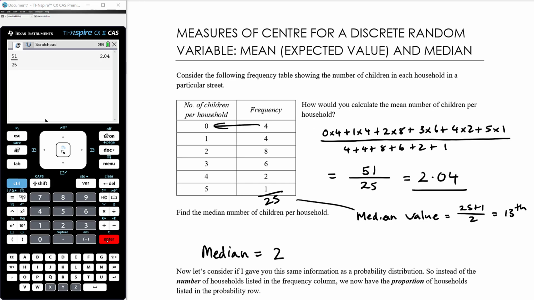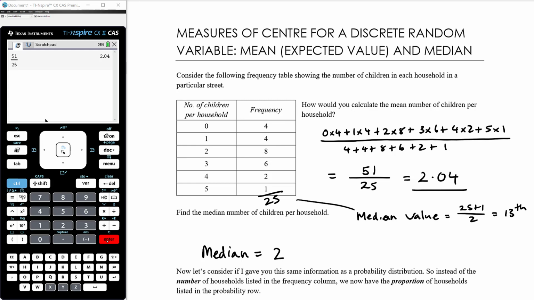So the first 4 values are zeros. The next 4 values are 1s. So that's 8 values all up. So we're not up to the 13th value yet. Then if we add on the next category, that's now 16 values. So that means if it was 8 values up to here and then 16 values up to here, the 13th value has to be in this grouping, and so therefore the median is 2.